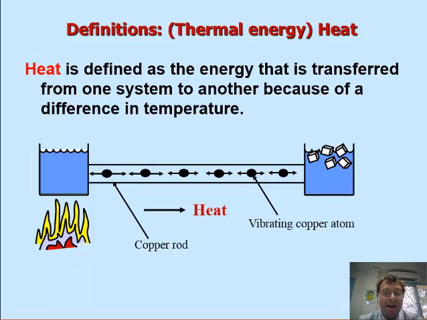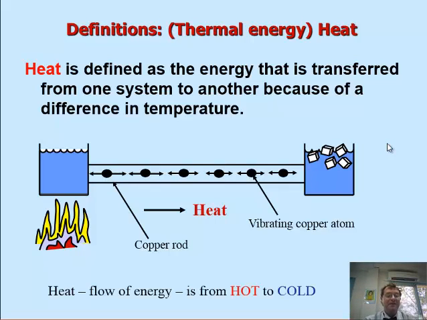Heat is defined as the energy that is transferred from one system to another because of a difference in temperature. Now, look in this example, if we had a hot beaker which is being heated up and a copper rod in between that and a cold beaker, then heat would naturally flow from the hot beaker to the cold beaker. And that flow of energy is the idea of heat, I guess. One definition out the way.